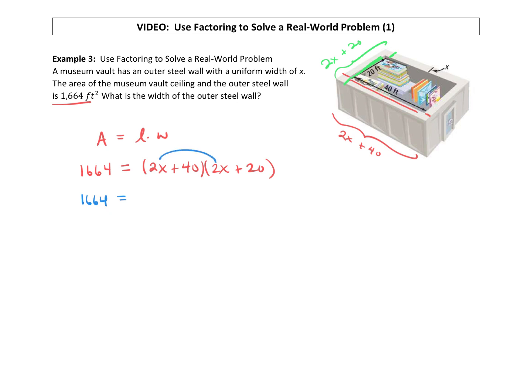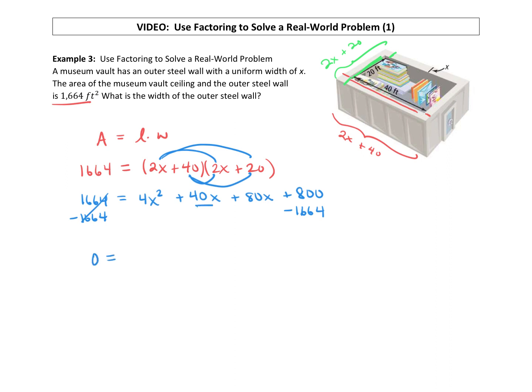We're going to distribute our 2x. 2x times 2x is 4x squared. 2x times 20 is 40x. Now let's distribute our 40. 40 times 2x is 80x, and 40 times 20 is 800. So standard form, we want our equation set equal to 0. I'm going to subtract this 1664. And over here, I've got a like term on the end. I'm going to subtract it from that 800. That gets us our 0 equals.